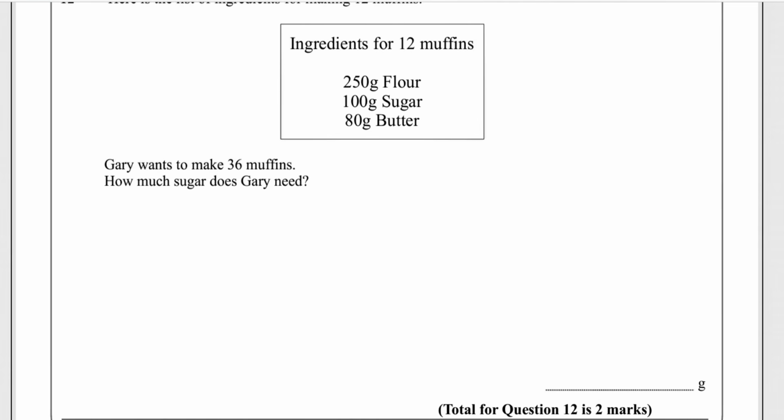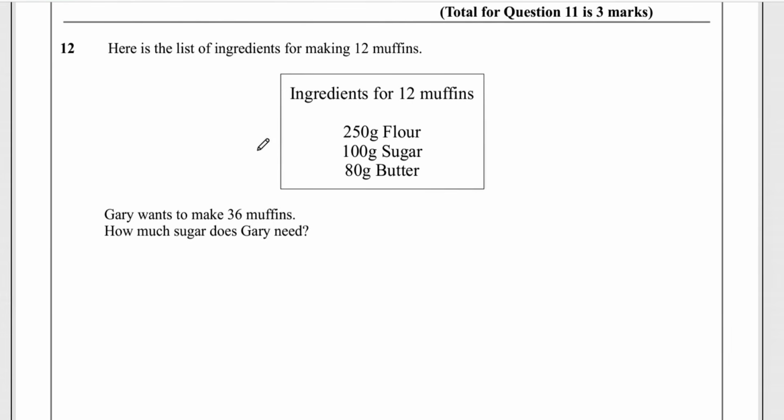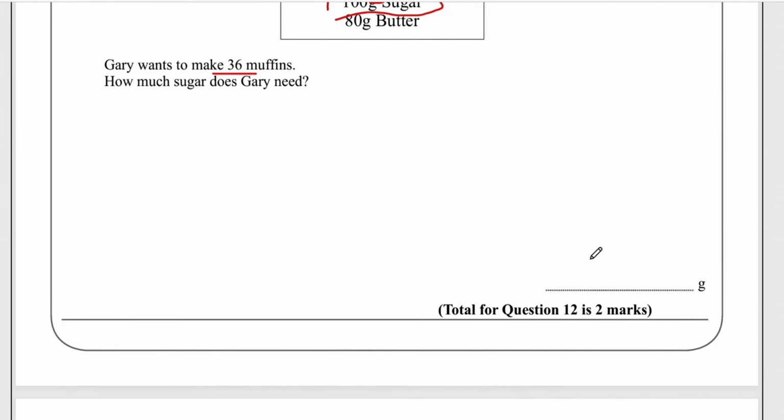Okay, looking at this question, we have ingredients for 12 muffins. Gary wants to make 36. So 36 is 12 in 3 places. How much sugar? So 100 grams for 12. To make 36, 12, 12, 12, so 100, 100, 100, or 100 times 3. Simply put, 300 grams.